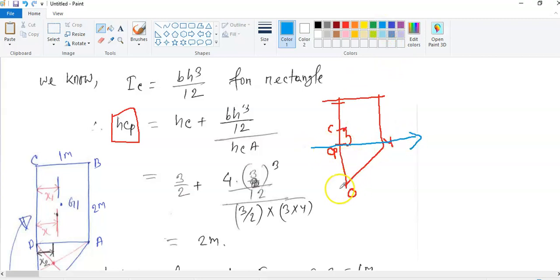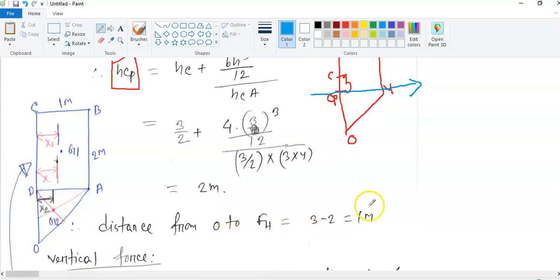If we want to calculate the moment here, we need this distance. So we got the center of pressure distance is 2 meter. So the total distance is 3. So if we subtract this value, 3 minus 2, that means this 1 meter is the distance from here to this horizontal force. Okay, so that value we actually need when we calculate the moment about this point O.